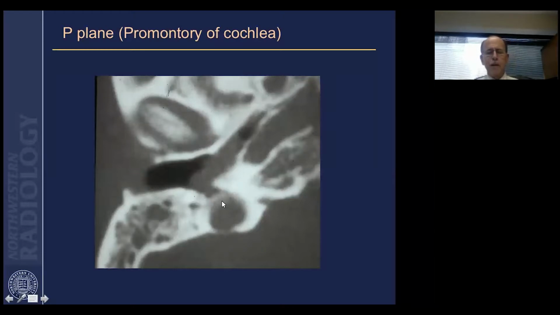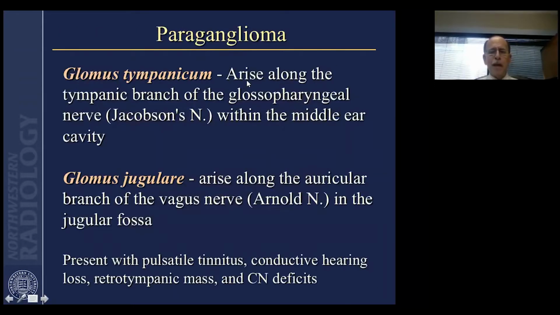If it enhanced and if the patient had pulsatile tinnitus, you could probably clinch the diagnosis just based on the non-contrast CT. Glomus tympanicum tumors, and this was one, arise along the tympanic branch of the ninth cranial nerve, or Jacobson's nerve, inside the middle ear.